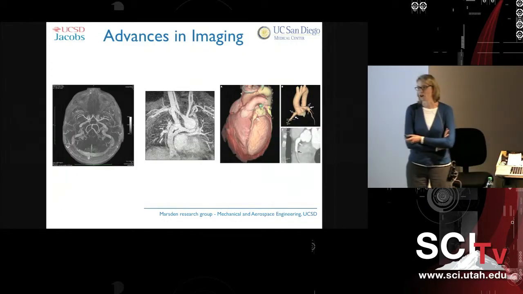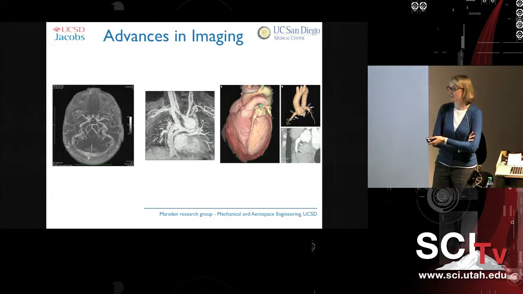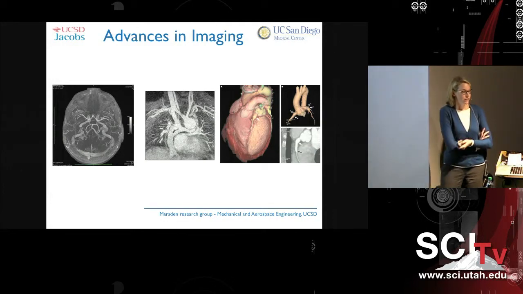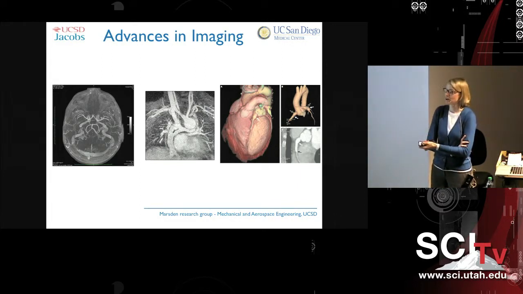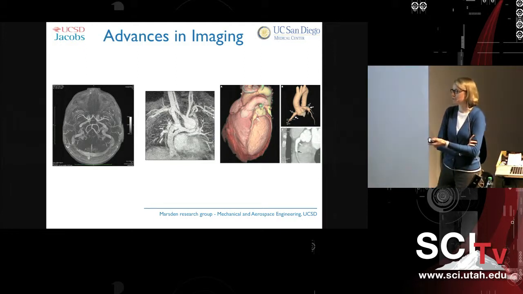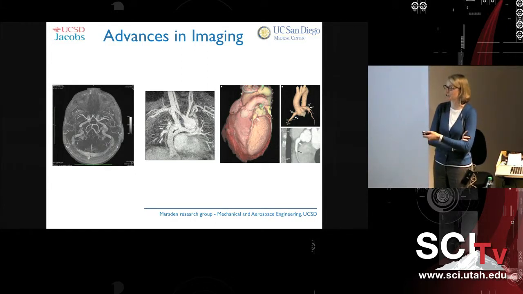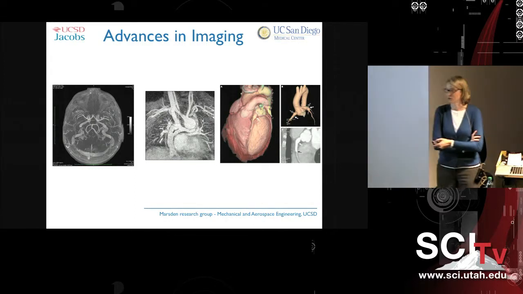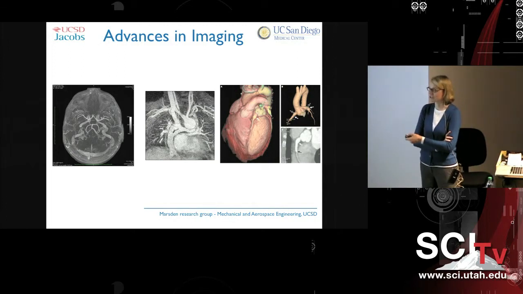There have obviously been a lot of advances in imaging since that time, so we're now able to get very high quality and detailed anatomic information from imaging. This is showing you MRI imaging in the brain, so cerebral vasculature. This is MRI of a patient following Fontan surgery, and I'm going to talk about this. And this is CT imaging of a patient with Kawasaki disease, and I'm going to talk more about our simulations of this disease.